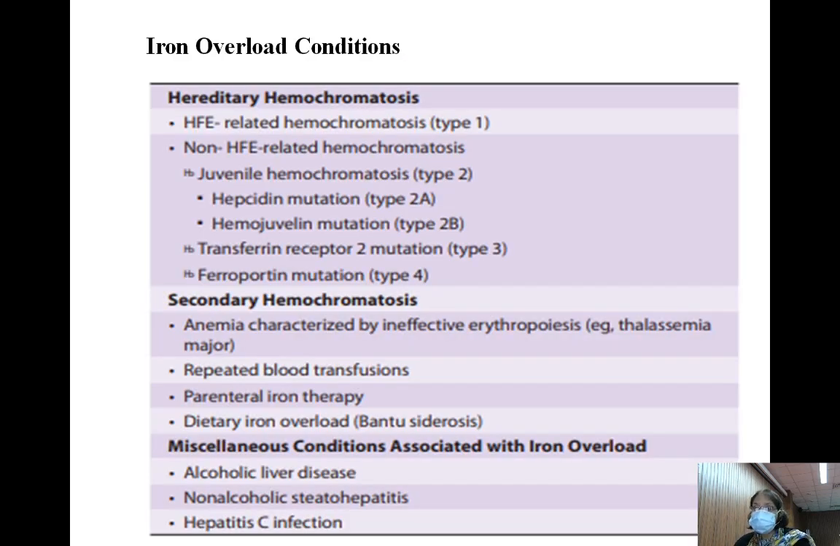Now, this iron overload condition is there in Harper, 31st edition. Hereditary hemochromatosis, this is important. Hereditary hemochromatosis is the primary hemochromatosis. In primary hemochromatosis, as I have already mentioned, there is a loss of regulation of iron absorption. As a result, iron keeps on absorbing, resulting in accumulation of iron in various tissues, which leads to their damage.